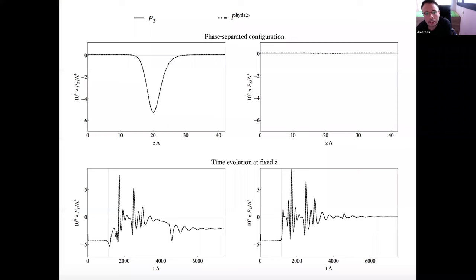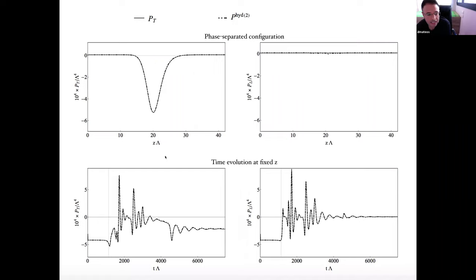These plots show the transverse and the longitudinal pressure in this system as a function of z in the phase separated late time configuration. I'm taking a snapshot at very late times in which you have already formed this interface. I'm showing you the pressures that come out of the gravity calculation, the continuous line, so that's the exact result. On top of that, I'm showing you the prediction from second order hydrodynamics. And you see it's spot on.